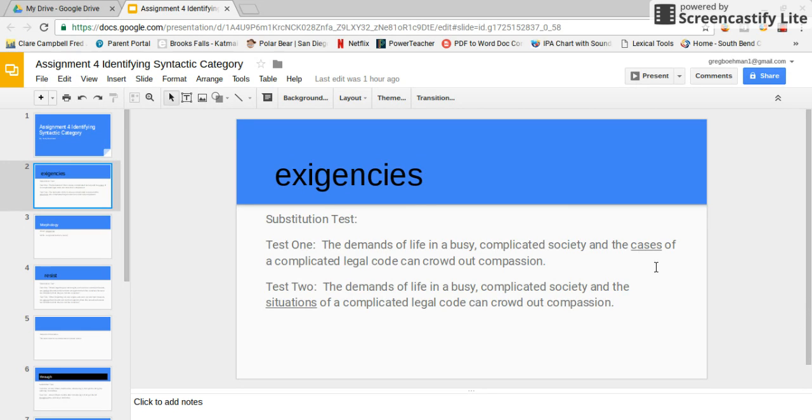So I chose two nouns, one for test 1, one for test 2, that I believe mean about the same thing. And as you can see, when I place them in the sentences, these nouns take the place of it and do indeed make sense.